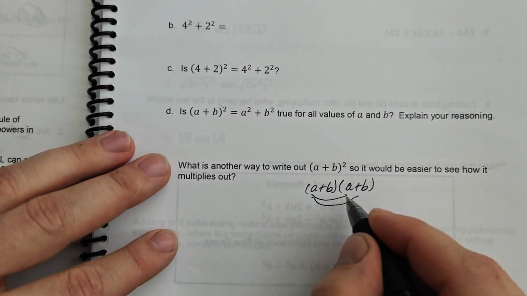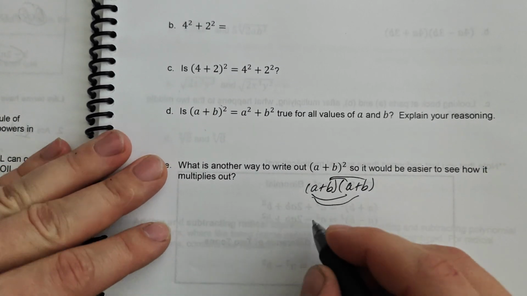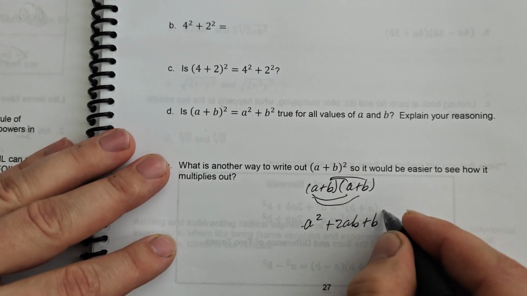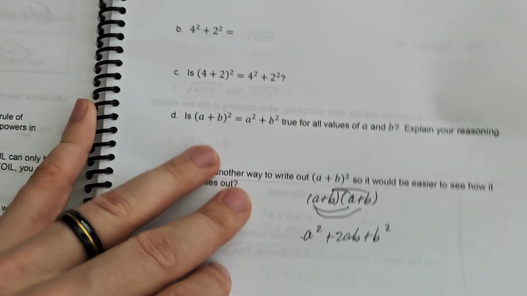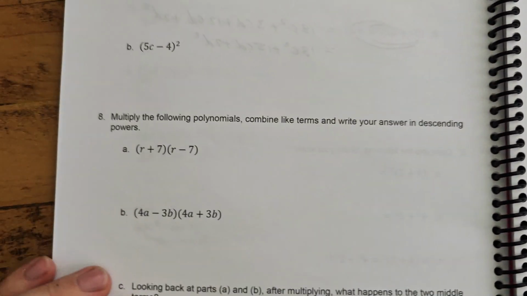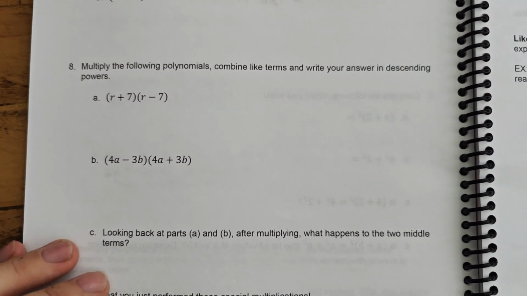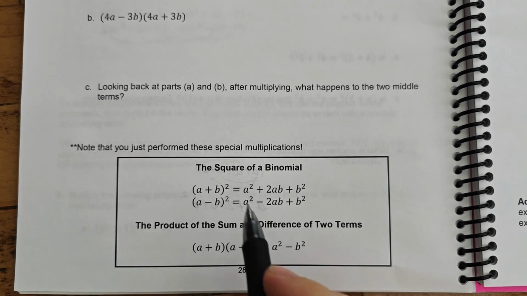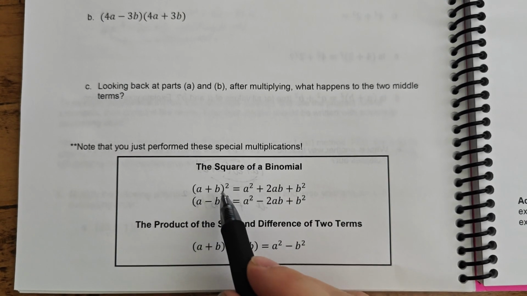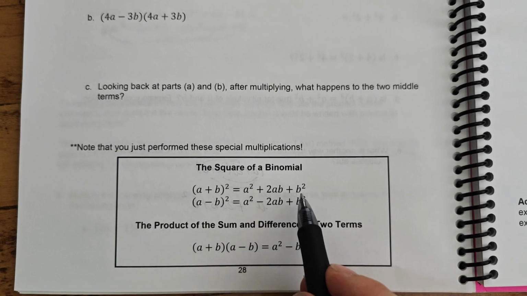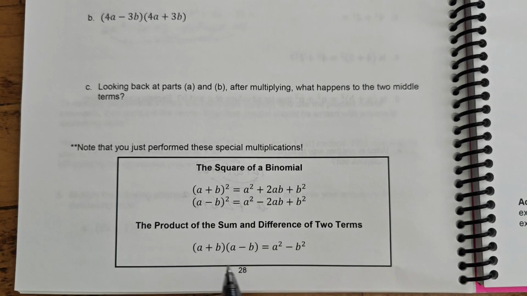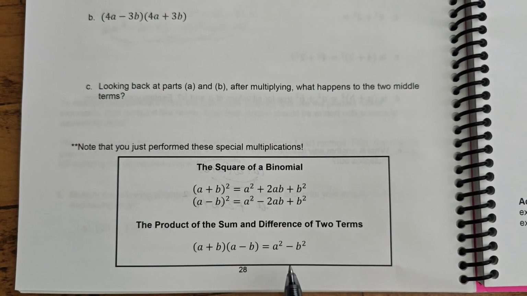A times a, a times b, b times a, b times b. That would give you a squared plus 2ab plus b squared. A few more examples on the back page of multiplication, and a little bit about squares of binomials. If you've got a plus b squared, then it's a squared plus 2ab plus b squared, a minus b squared, like that. And then the product of the sum and difference of two terms, a plus b times a minus b, is a squared minus b squared.